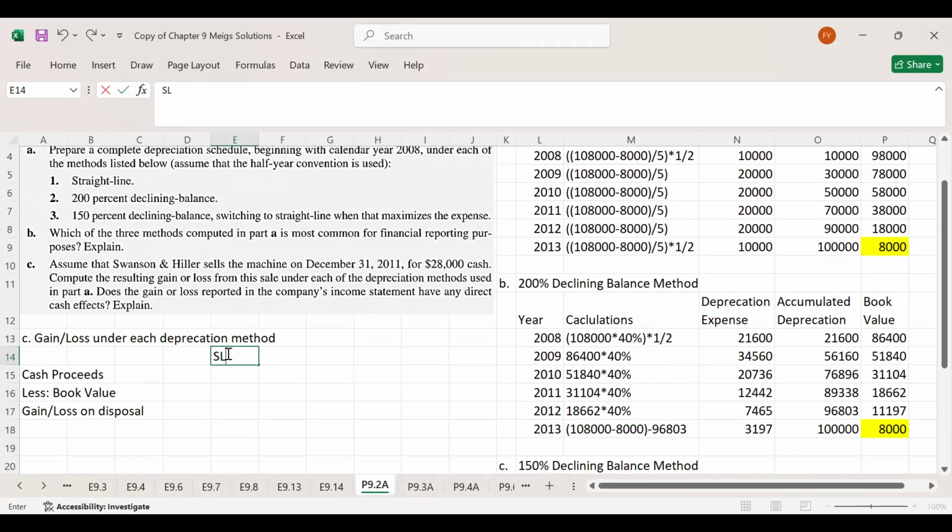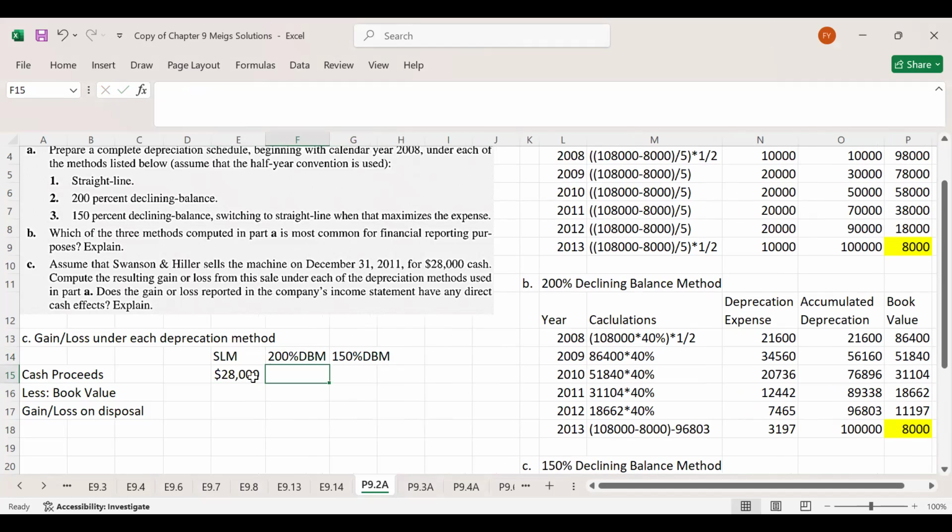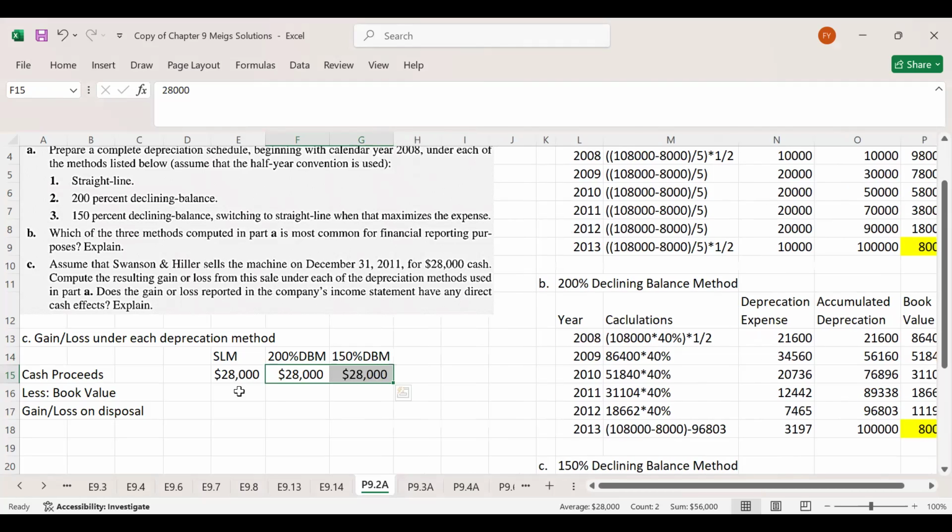So we have three methods. First of all, we have straight line method, then we have 200% declining balance method, and then we have 150% declining balance method. So the cash proceeds are same whether we use straight line or declining balance method. So this is $28,000 in each case. And then we deduct book value.